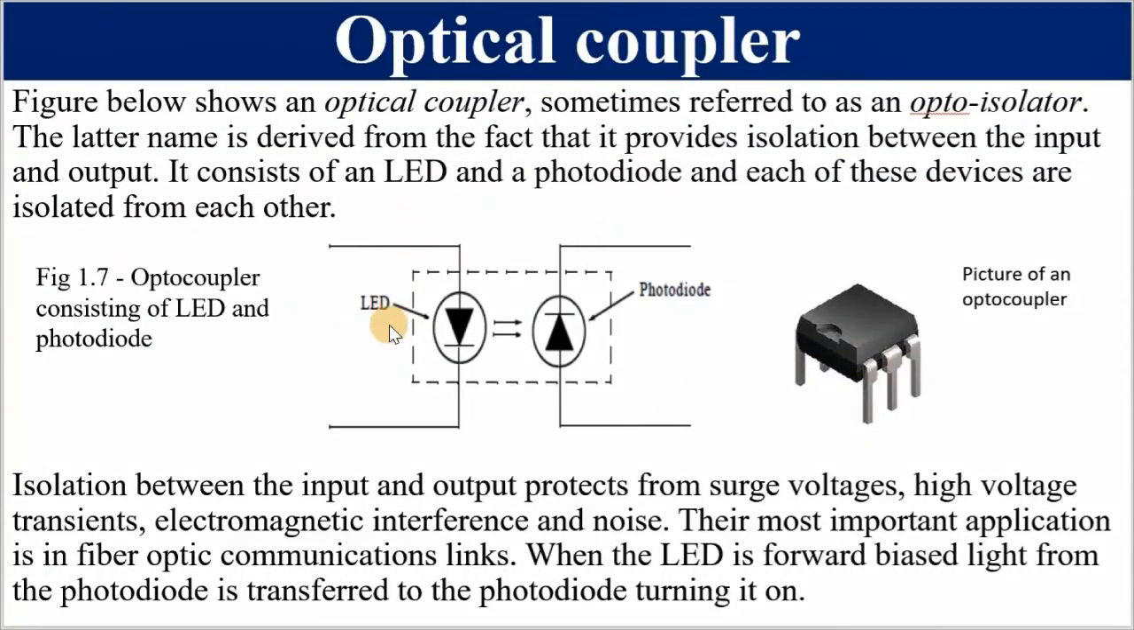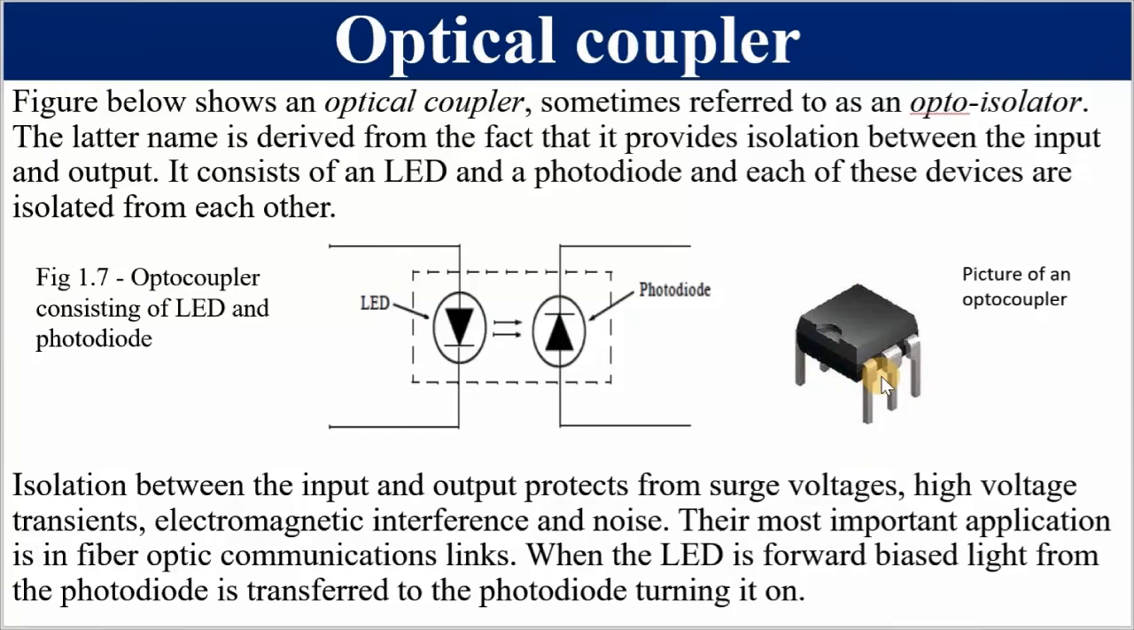This is a schematic diagram of an optocoupler, and we are saying this is a light emitter. It is emitting light. This is a light detector. It is going to detect incident light. This represents the housing. They are in one housing. This one is a picture of an optical coupler.